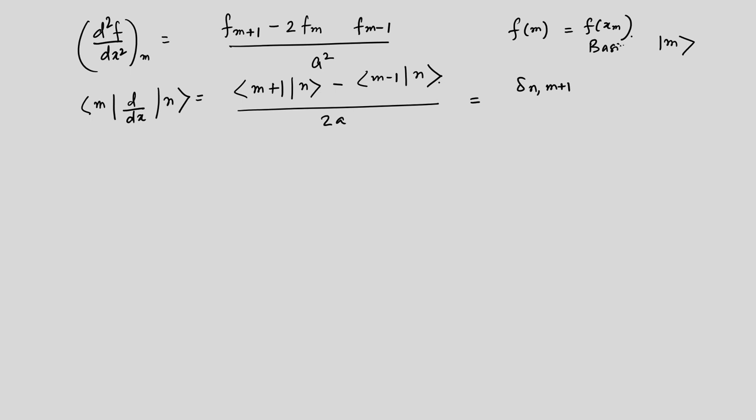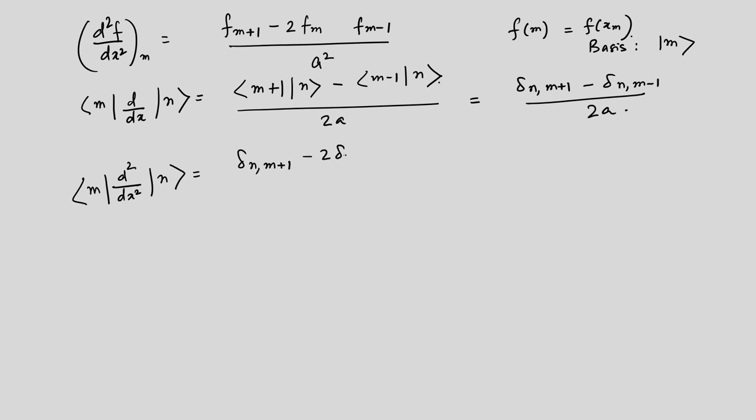So, let me write that this is the basis of the problem, which is the site basis, minus delta n, m minus 1, divided by 2a. So, this is the d/dx, and similarly we can do it for the double derivative, which is d2/dx2, which is this, and again we can write it down. So, delta n, m plus 1, you can check that, minus 2 delta n m plus delta n, m minus 1, over a square. Just to tell you that delta n m is called a Kronecker delta.